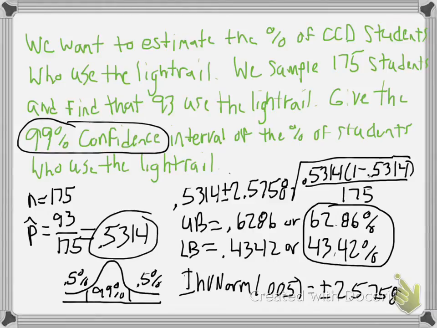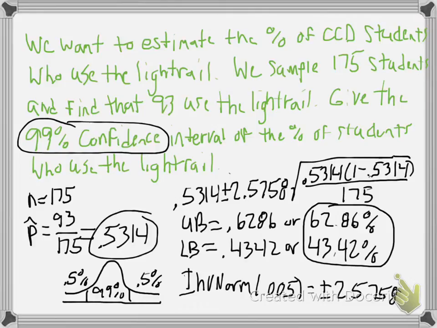The other thing that I could say is that, remember, my estimate was 53.14%. If I want to find the margin of error, I could do 62.86% minus the 53.14%, and that's 9.72%. Another way I could say this, you don't need to, is that I'm 99% confident that it's 53% plus or minus 9.72%. But I'm really okay with you just giving me the lower and upper bound following the formula that way.